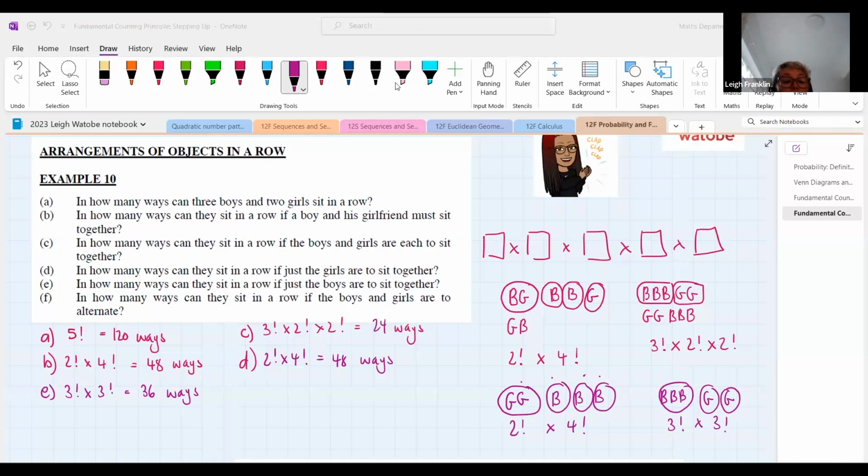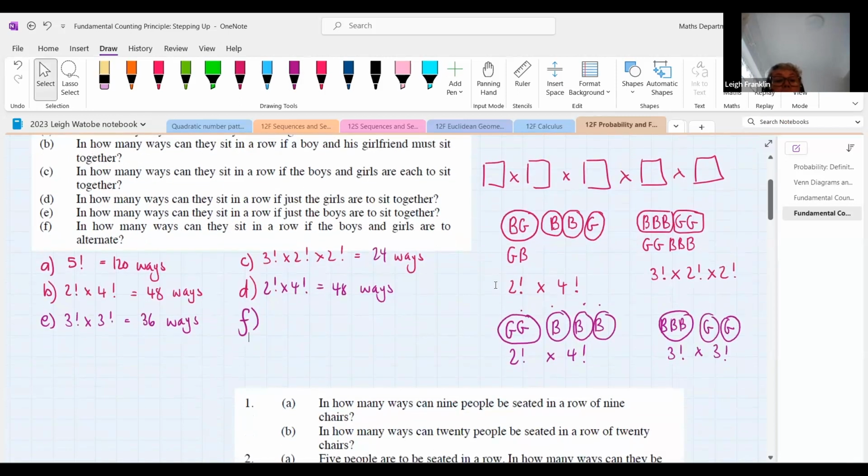All right, and then the last question, F. In how many ways can they sit in a row if the boys and girls are to alternate? Okay, so there is only one way that that can happen, right? Because there are 3 boys and 2 girls. So the only way that this can happen is if there is a boy and then a girl, and then a boy and then a girl, and then a boy. So the only way that they can sit in a row with the boys and the girls alternating is boy, girl, boy, girl, boy.